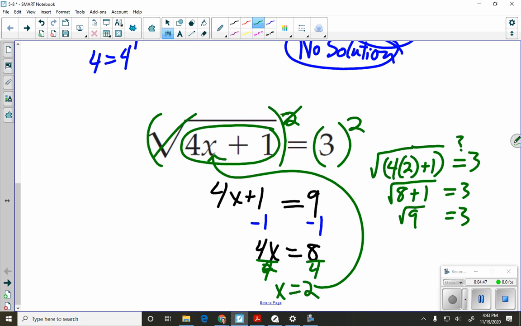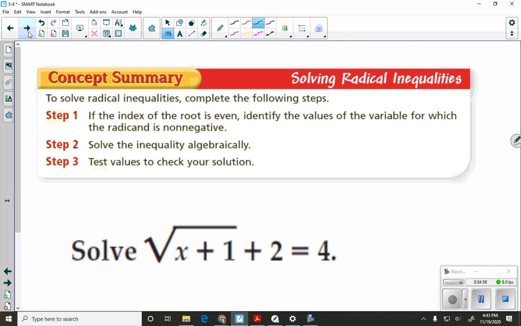And the square root of 9 is 3, so does 3 equal 3? Yes, it does. Okay, this is my solution. I can circle it. That's my answer, not extraneous. So what do we need to know? So here's what we're doing.